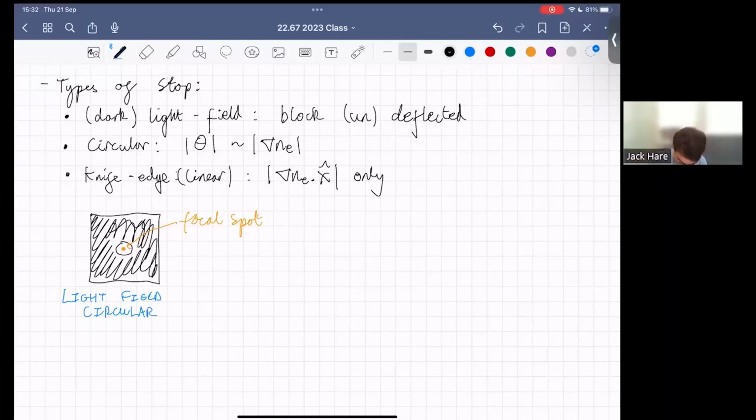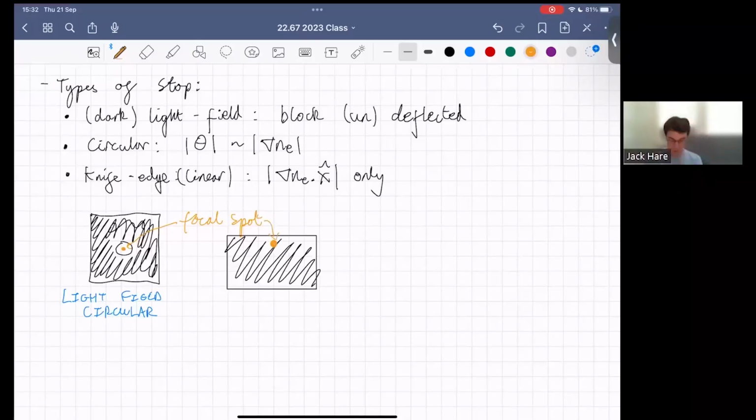We could also have a stop that looks like this. And we can position it such that the focal spot is actually within the opaque region. And what sort of stop would this be? Dark field. Okay, dark field. And what shape is it? Linear. It's a knife edge here, yeah.